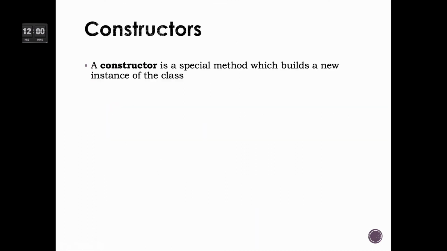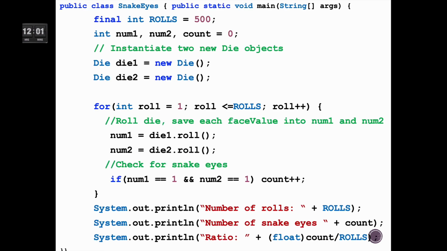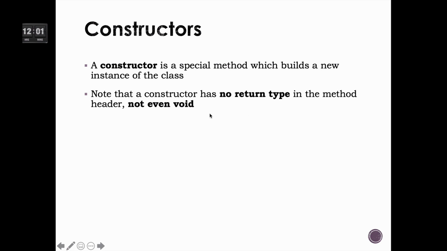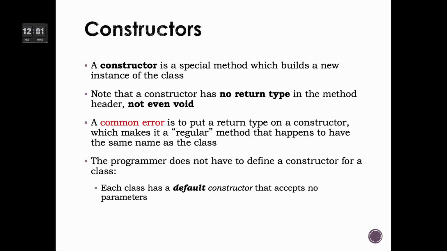So a constructor is what is used whenever we call new. So this is the constructor. Notice that it is returning something of the type die. It has no return type, notice. So when we define it, we will provide no return type. And it is a common error actually to create a type as the return method because that makes it not a constructor. I'll show you what I mean.